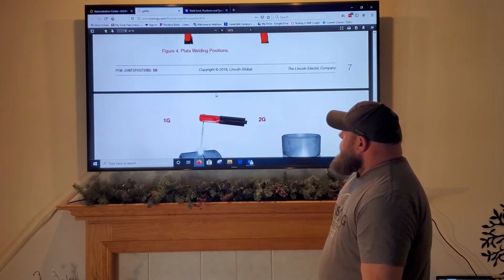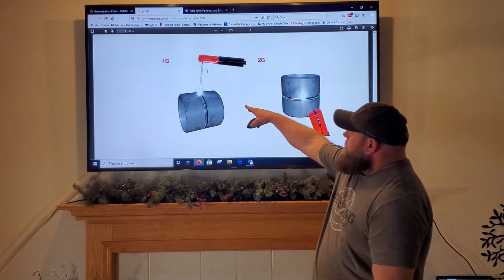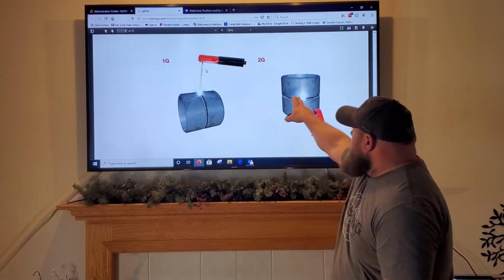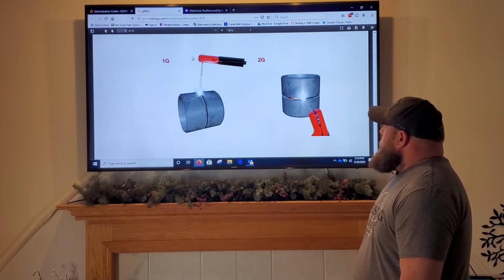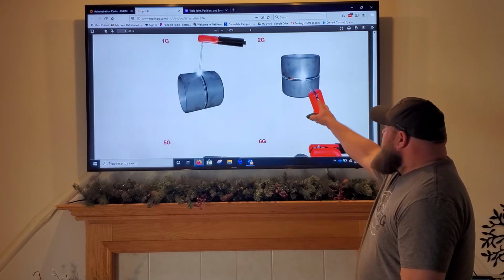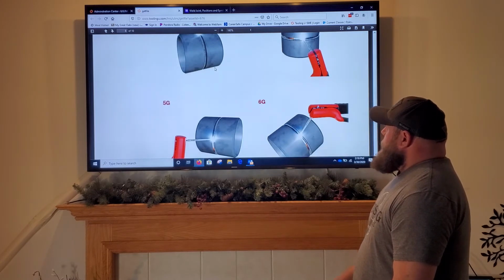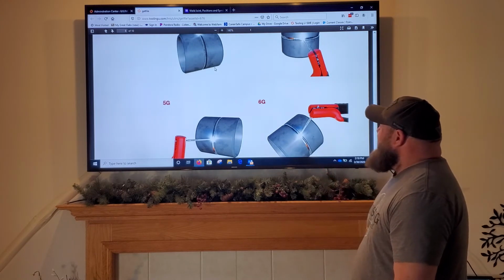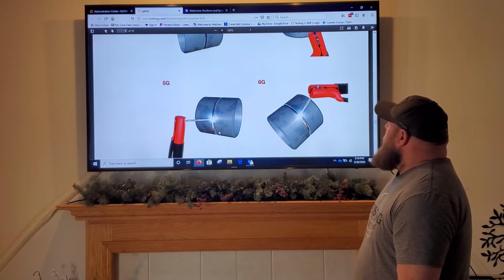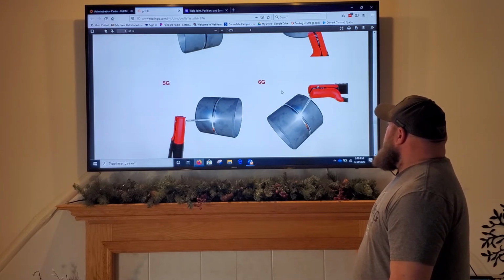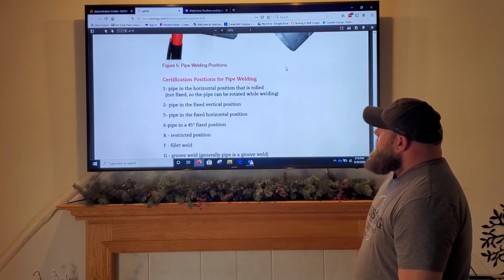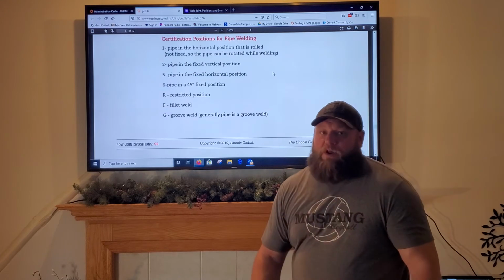So in review, you have a 1G, which is in a horizontal position and it rotates. It's not fixed. Your 2G, I'm sorry, your 1G is in a flat position that does not rotate. 2G, same thing, or that does rotate. 2G does not. 5G, your fixed position horizontally, and then 6G, you're in a fixed position at a 45-degree angle. It's really pretty simple. It's really pretty basic.